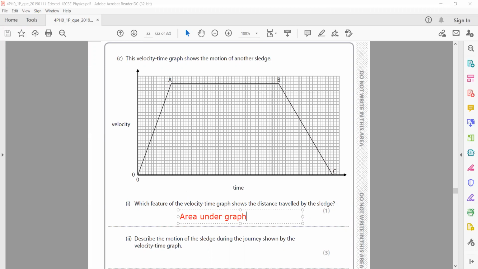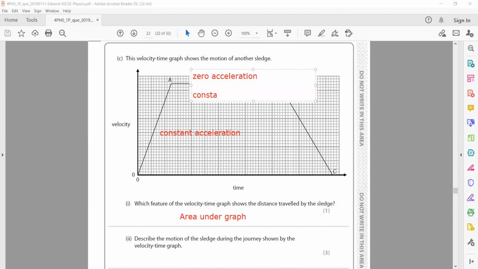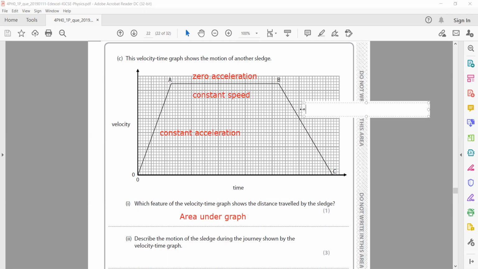Describe the motion of the sledge shown from O, the starting point or origin, to A. It is a constant slope, so it is constant acceleration. Then here it is zero acceleration, or we can say constant speed. And the last one, the speed is decreasing, so constant deceleration. We can say speed is decreasing at a constant rate.